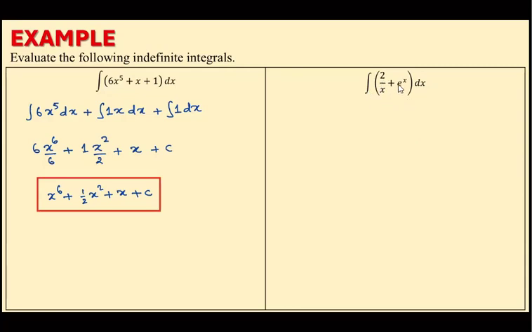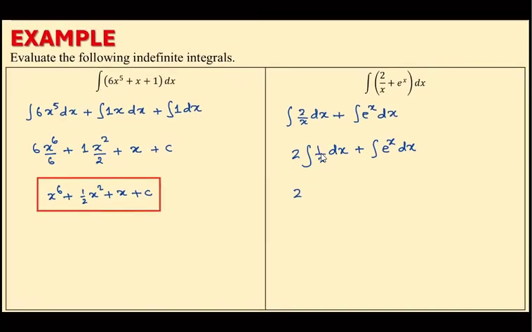So we have to integrate 2 over x plus e to the x. We can also split the integral, just like the way we did in the first one. So we can write it as integration of 2 over x with respect to x plus integration of e to the x with respect to x. I can pull this constant 2 out and rewrite it as 2 times integration of 1 over x dx plus integration of e to the x dx. So 2 is a constant which remains as it is.